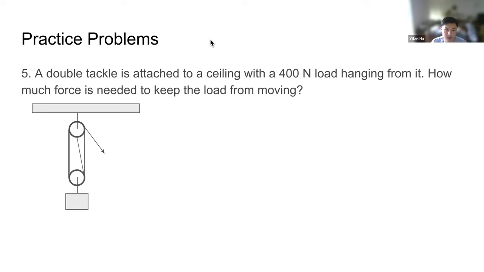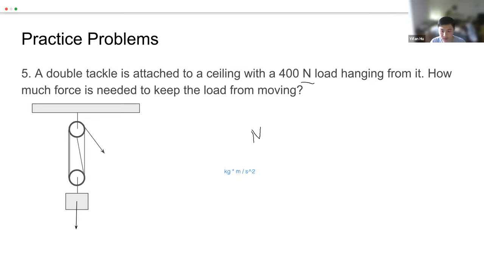So for number five, you have a double tackle, which is this set of pulleys, and you have a 400 load hanging from it. So Newton is the unit for force. It's kilograms times meter per second squared. I'll give like a minute because this question is pretty straightforward.